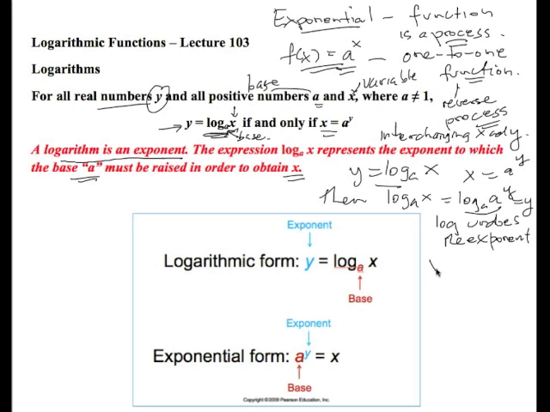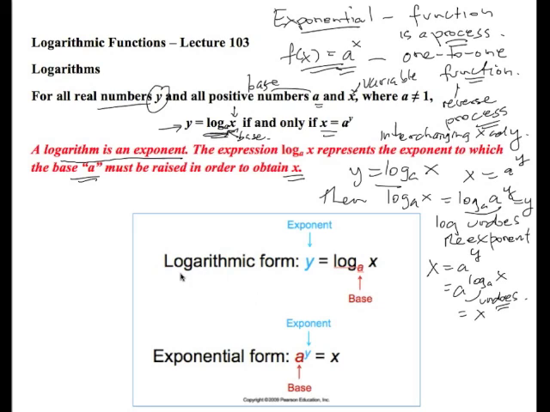Alternatively, if I look at x is equal to a to the y, and I know that y is equal to log in base a of x, notice that this exponent undoes the log, and I end up with x. So, of course, I get x equals x here. So in other words, these two are inverse processes, and they will become inverse functions.